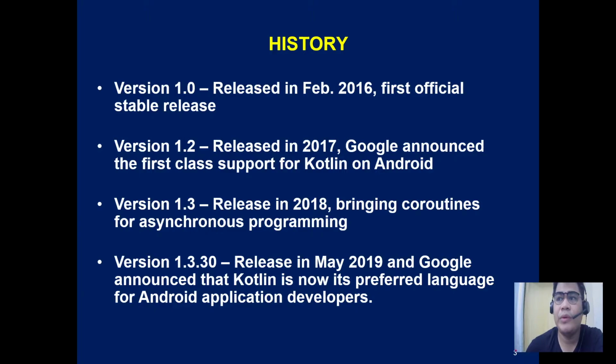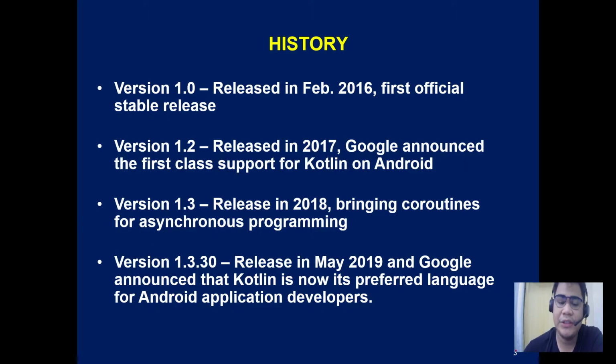That means we will be creating another routine for another job, so that if a certain job isn't done yet, another job could pass through. So they implemented this execution in version 1.3 of Kotlin. And the other one is the latest version, which is version 1.3.30.